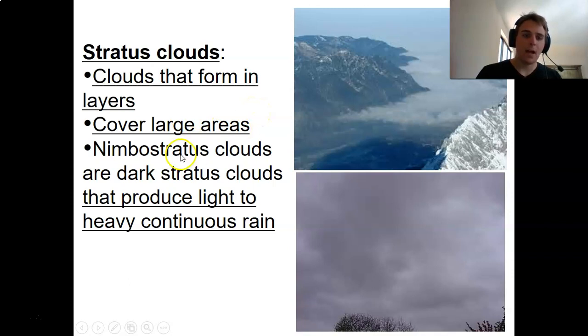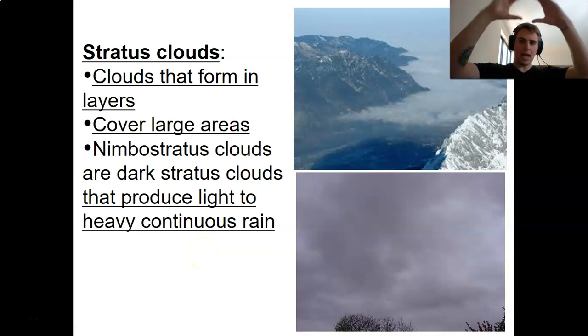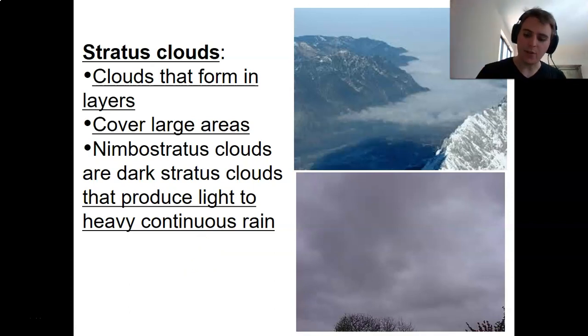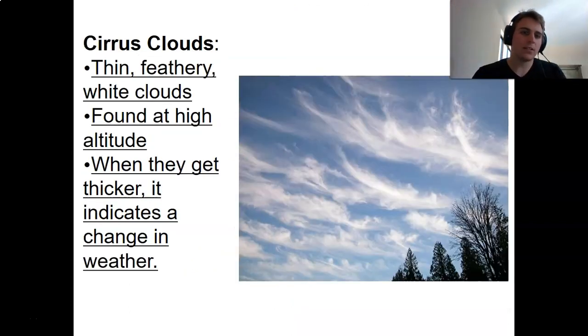All right. Nimbostratus clouds are dark stratus clouds that produce light to heavy continuous rain. Whenever you're thinking of an overcast, rainy day, you're getting your nimbostratus clouds. But if you're just thinking of a flat overcast day, just a big flat layer of cloud, that's a stratus cloud. Now, cirrus clouds, these ones you probably see a lot, but these are a little bit different.